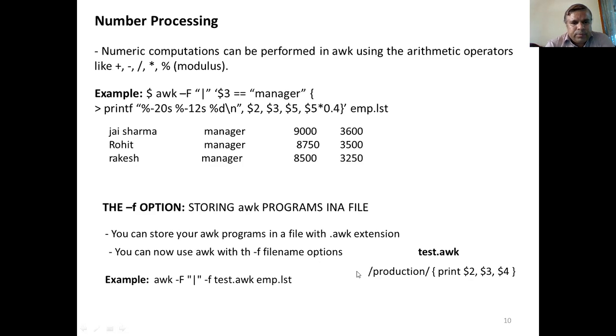Here we want to select all the employees whose department is production, and display the second field, the third field, and the fourth field. The second field is the name, the third field is the designation, and the fourth field is the department. After saving the program in the script test.awk, execute it using this command: awk with capital F, the field separator vertical bar, and the next option small f, followed by the AWK script name test.awk, and then the file emp.lst.